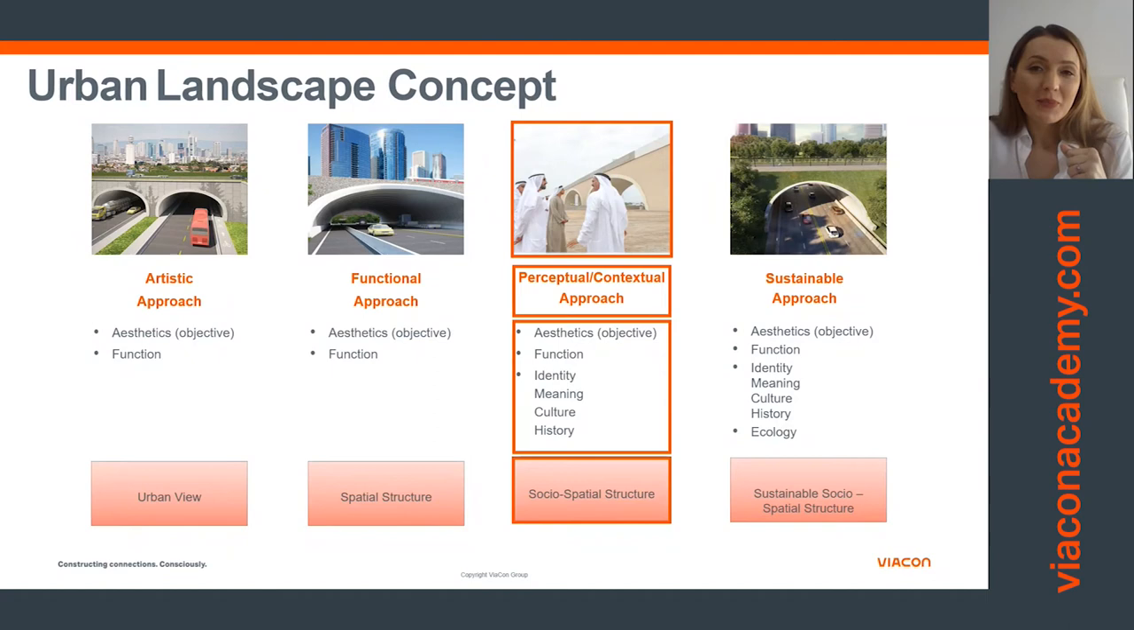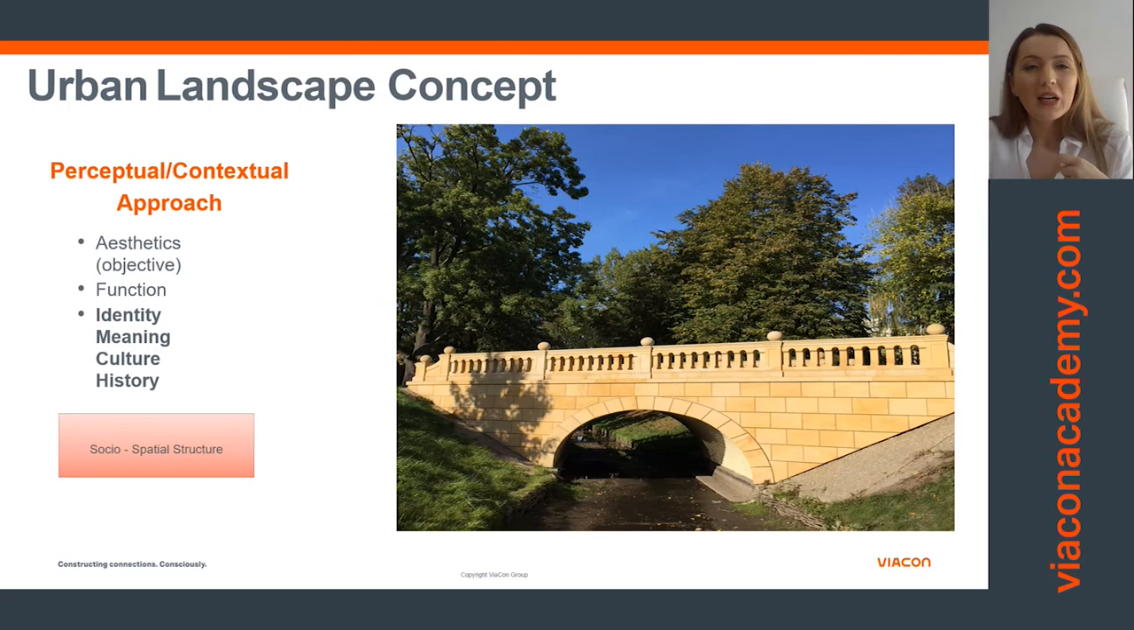In the urban landscape concept, we have a third part, the perceptual contextual approach, that brings factors of identity, meaning, culture, and history as one of the goals of urban landscape design. When it comes to identity and history, arch bridges have stood the test of time. Another essential aspect in design and construction engineering is to respect historical value.